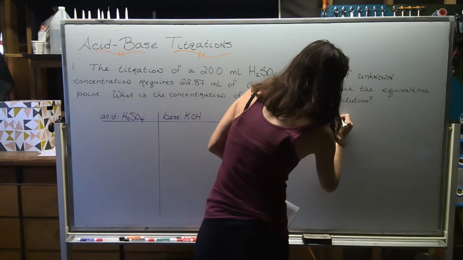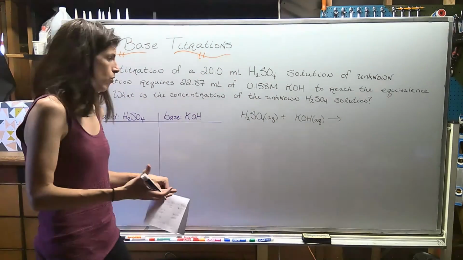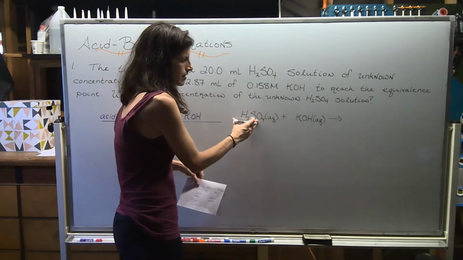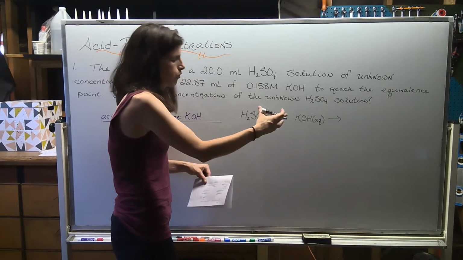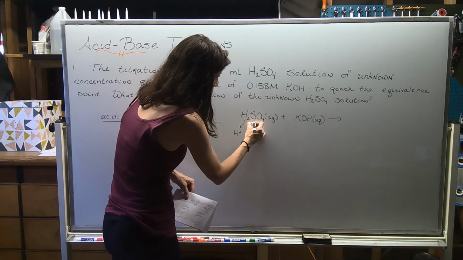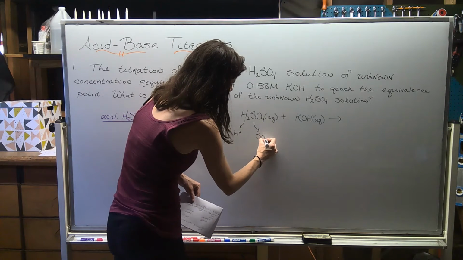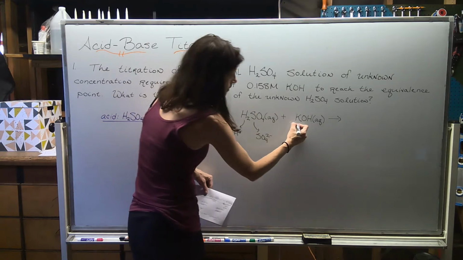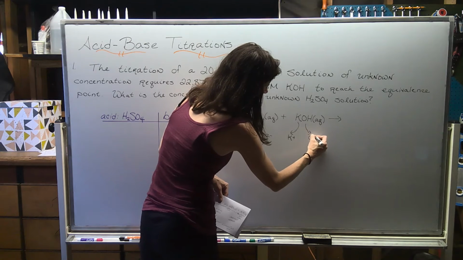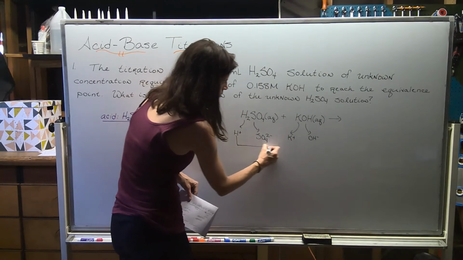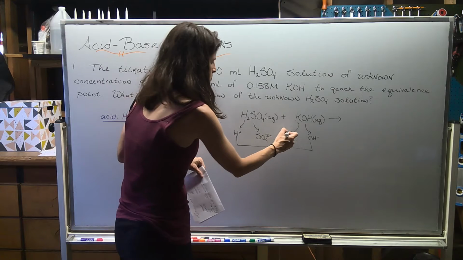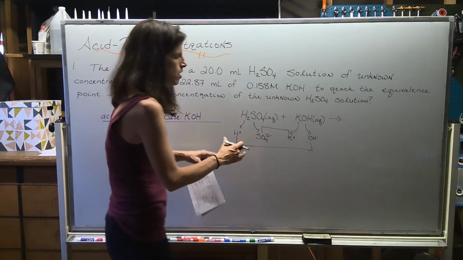And then here we need to figure out what will form. So typically with acid-base titrations, we have an Arrhenius acid and Arrhenius base, so we expect to form water. And that's what's going to happen here, because the sulfuric acid is going to break into H+ and SO4 2-, and then the potassium hydroxide is going to break into K+ and OH-, and the H+ hooks up with the OH- to form water, and then the potassium hooks up with the sulfate.